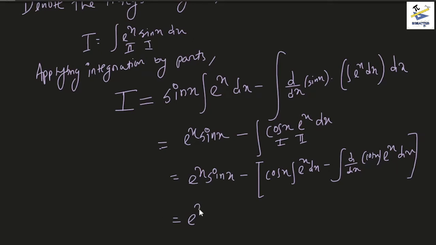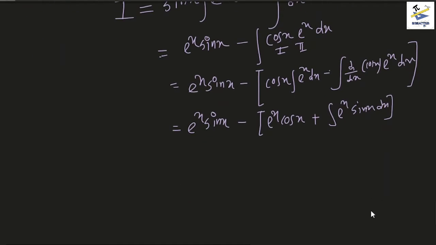So it becomes e to the power x sin x minus e to the power x cos x, and d/dx of cos x is minus sin x, and minus becomes plus. It becomes e to the power x sin x dx, and if you take it away from the bracket, what becomes is e to the power x sin x minus e to the power x cos x minus the integral of e to the power x sin x dx.